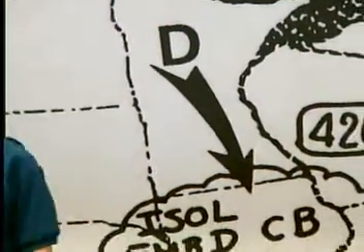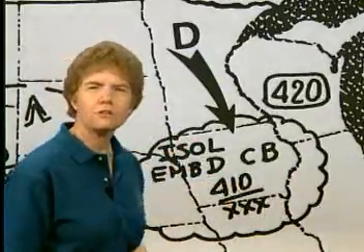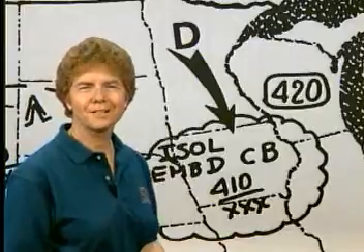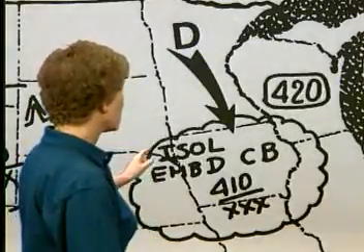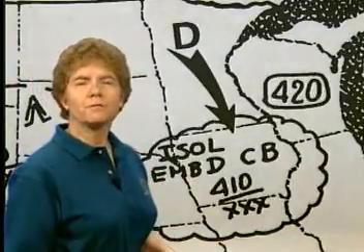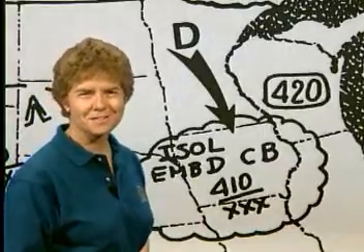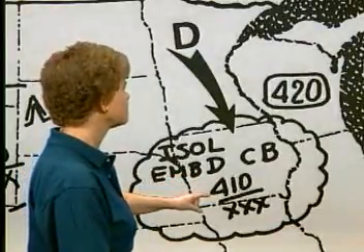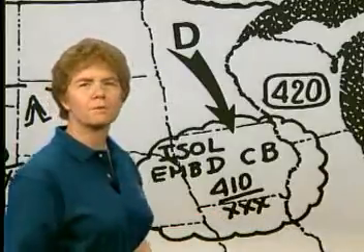Let's move to arrow D. These scalloped lines indicate cumulus clouds, and CB is the abbreviation for cumulonimbus clouds. The CBs, or cumulonimbus clouds, are isolated and embedded in other clouds, which means that if you're in those other clouds, you can't see the CBs. Not a good thing. The tops of the cumulonimbus clouds are 41,000 feet, and the bases extend below the lowest level covered by the chart.